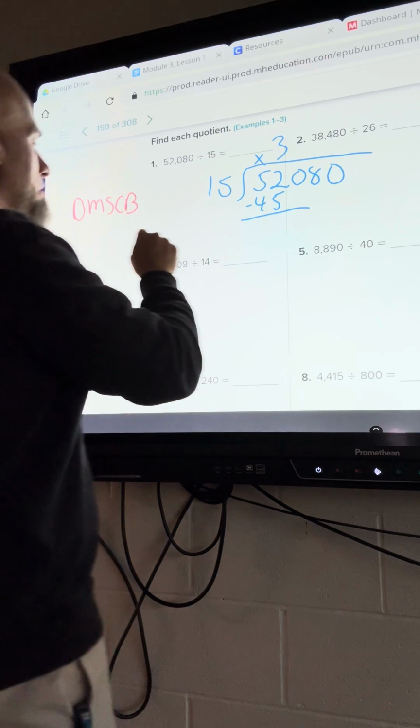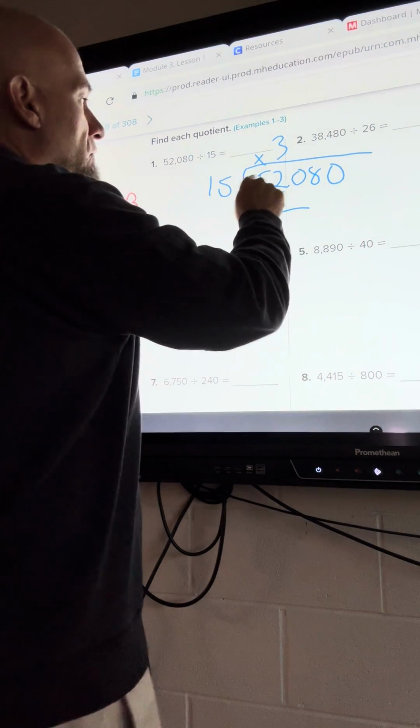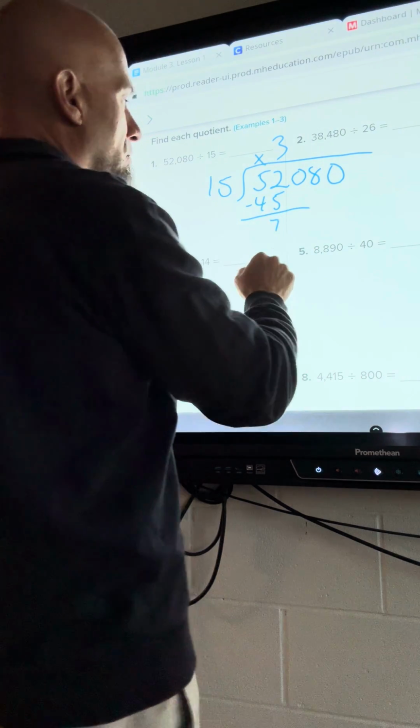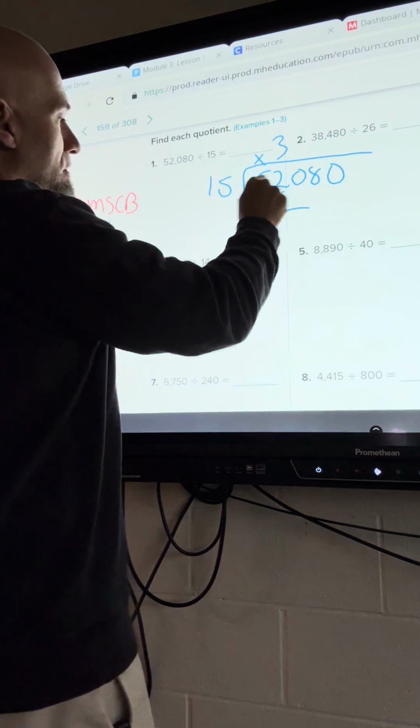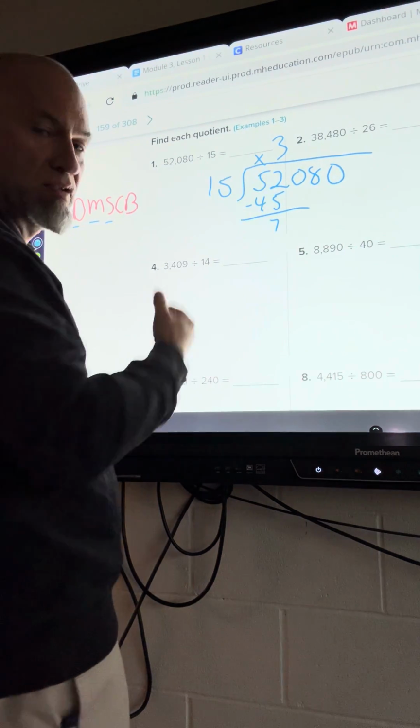Then we subtract. So we've already divided, multiplied, now we're going to subtract. 52 minus 45 is 7. Remember, it's not 5 minus 2. It's 2 minus 5. Or we have to borrow here, or just do 52 minus 45.